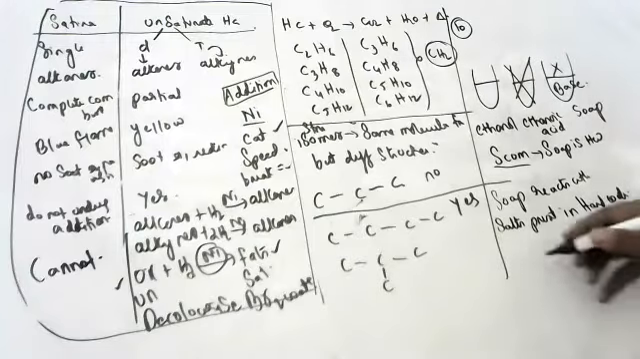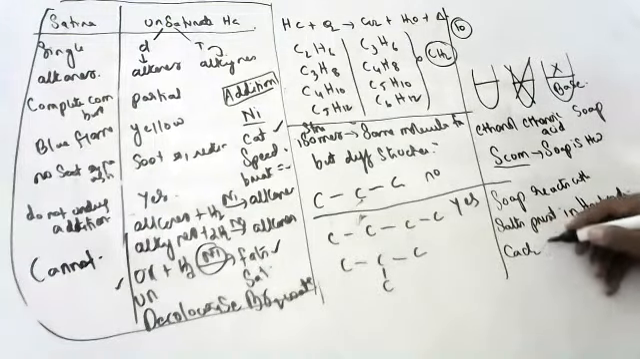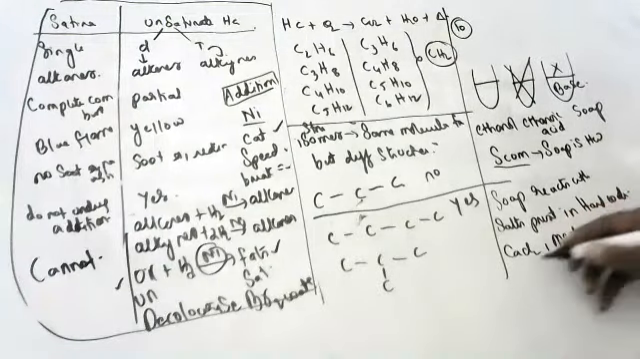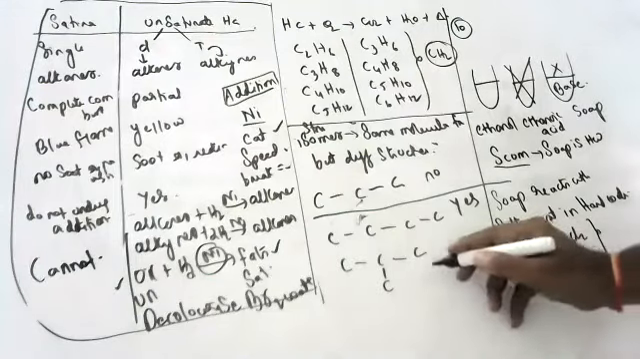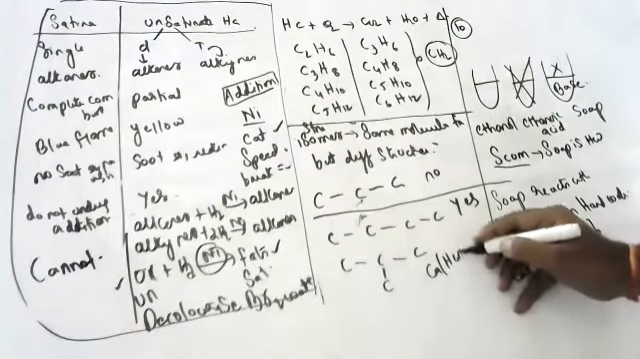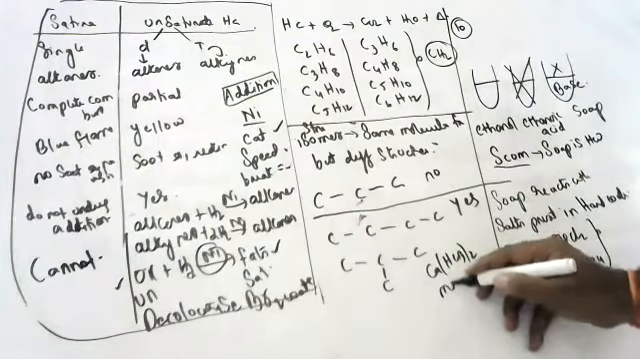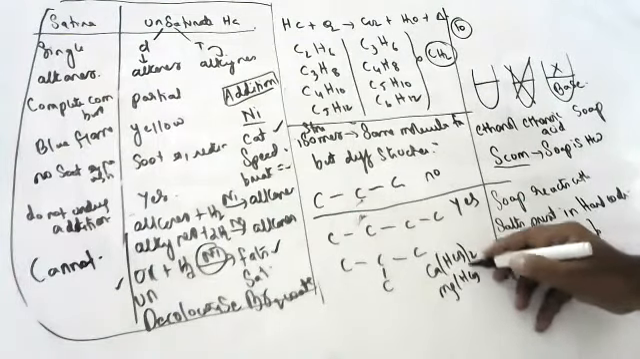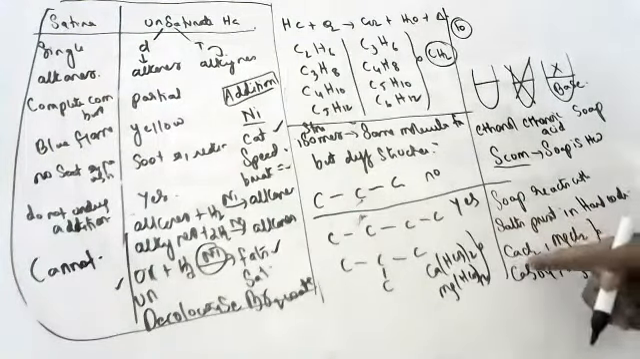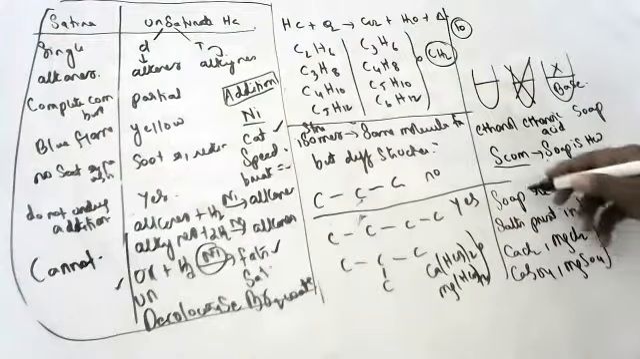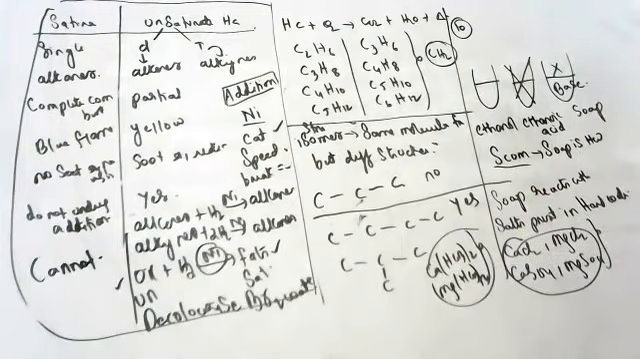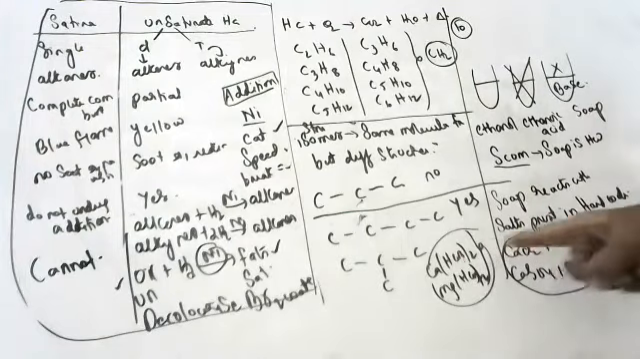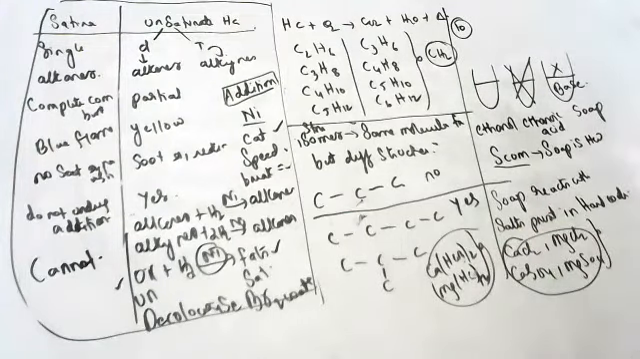What are the salts present in hard water? Calcium chloride, magnesium chloride, calcium sulfate, magnesium sulfate. This is permanent hardness. Temporary hardness: calcium bicarbonate, magnesium bicarbonate. In temporary you have bicarbonates, and in permanent you have chlorides and sulfates. So soap reacts with these salts and forms insoluble precipitate called scum.